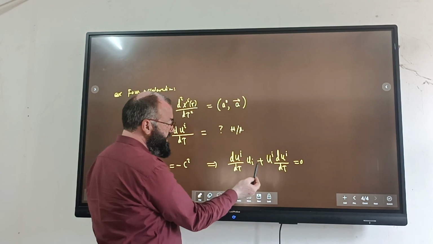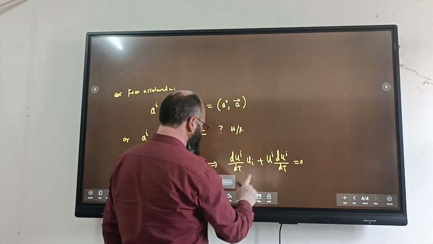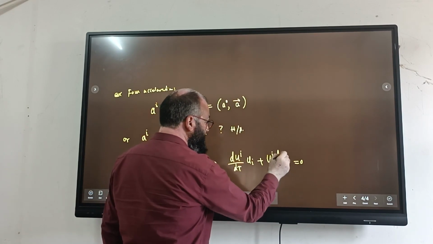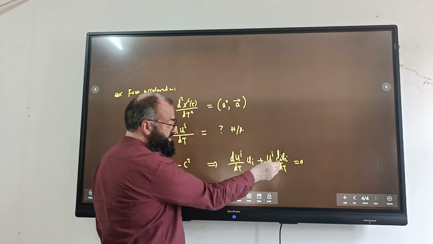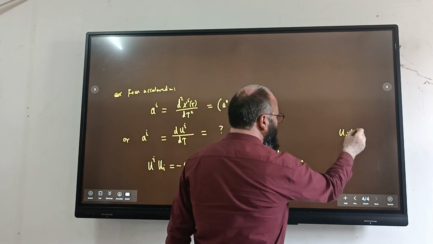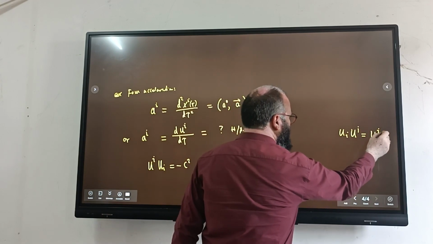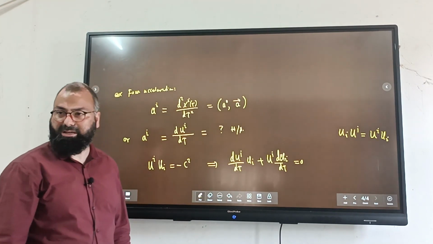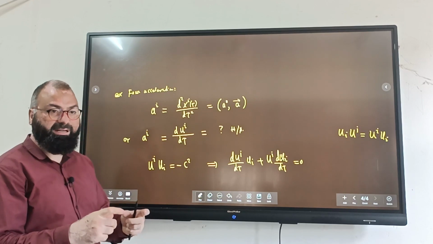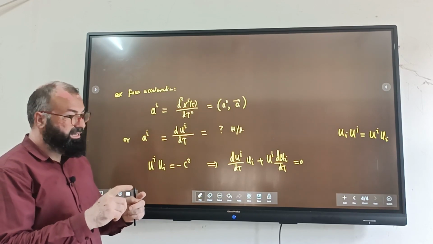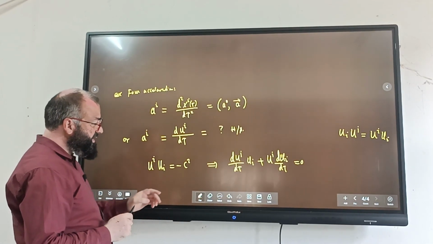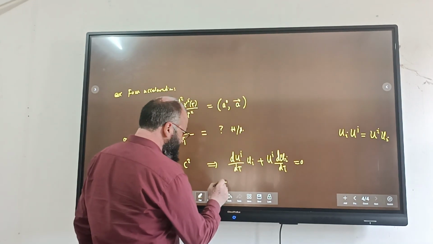So you can raise this index up and lower the other one. What I mean by that is, you have u_i u^i, that's the same as u^i u_i. Clear? Once you raise one, the indices which are contracted, that means summed over indices, if you raise one and then lower the other one, that means these two terms are the same. So what does it give me?